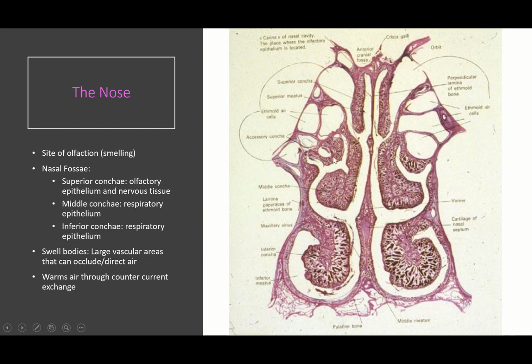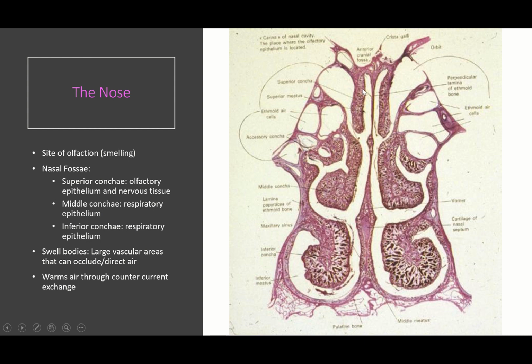Within the nasal fossae, you have these things called conchae. You have a superior, middle, and inferior concha. Basically these are just a bunch of little scrolls and channels that the air has to go through. It increases the surface area, and it really helps to warm, humidify, and clean the air that's going through all of these conchae and winding down in here.